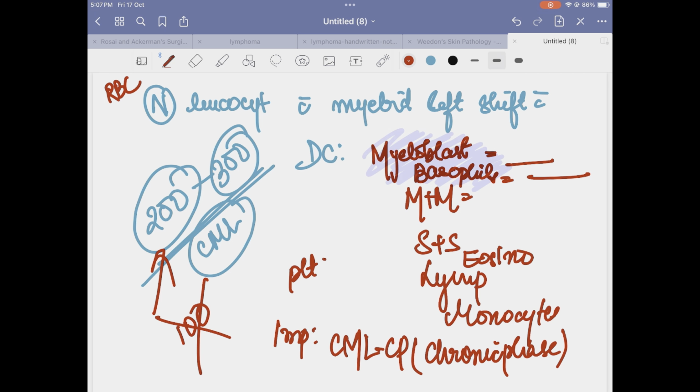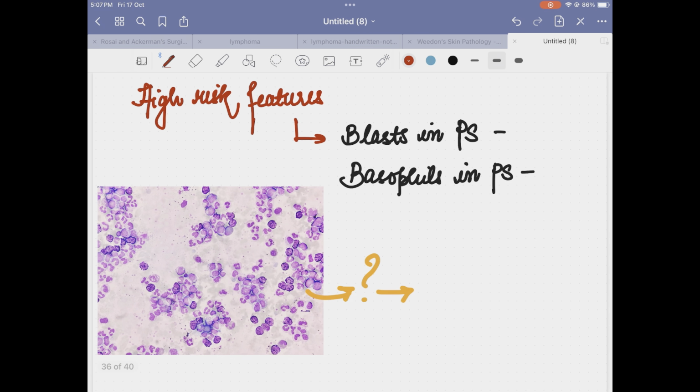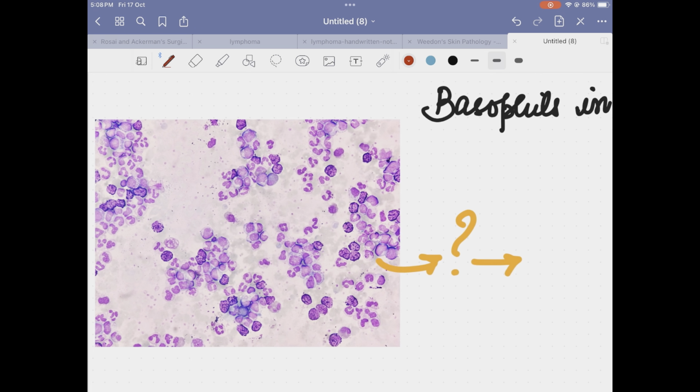So when do you say that the smear is showing a high risk patient? That is when you find blasts more than 10% in peripheral smear and basophils more than 20% in peripheral smear. So blasts you have to always count, it should be less than 10%, somewhere around 6 or 7%, or maximum 5%. So what do you think? What is this smear?